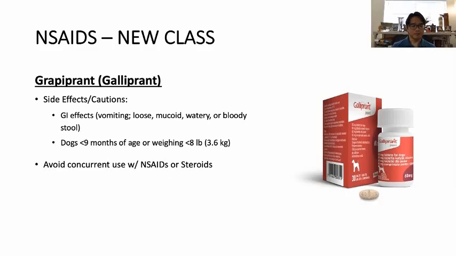The company also claims that dogs less than 9 months of age or weighing less than 8 pounds should not take Galliprant because they have not tested the safety on those patients yet. It should also avoid concurrent use with NSAIDs or steroids, not because it is not safe, but because the company claims that they don't have enough evidence or study to prove combining both may provide better results or that it does not cause any side effects.